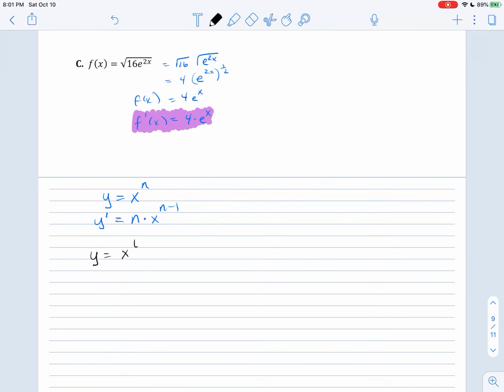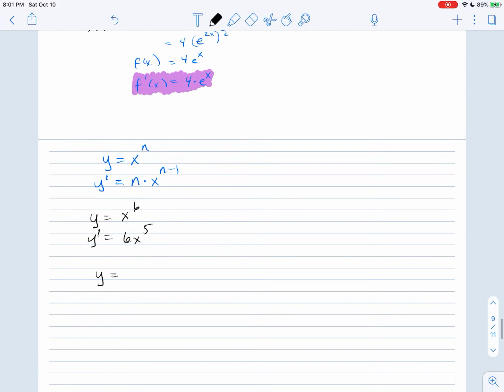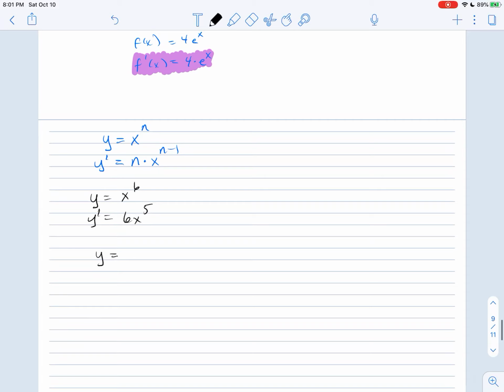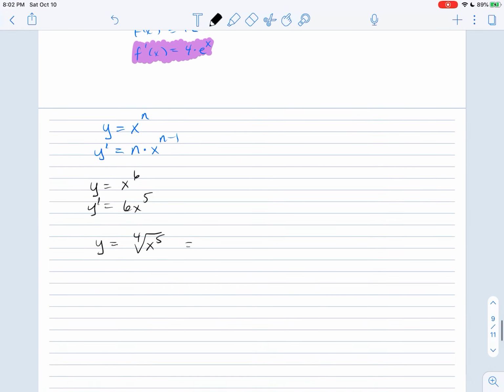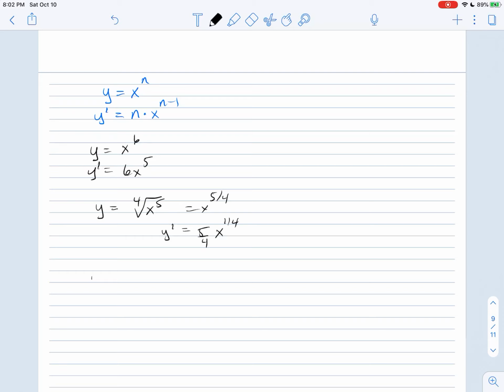As examples, if y is equal to x to the 6th, y prime is 6x to the 5th. If y is equal to the 4th root of x to the 5th, that's going to equal x to the 5/4, and your y prime is going to be 5/4 times x to the 5/4 minus 1, which is going to be 1/4. Good. If we've got x to a number, we can do that, right? We can use our power rule. If y is equal to x to the pi, then y prime is going to be pi times x to the pi minus 1. Okay.